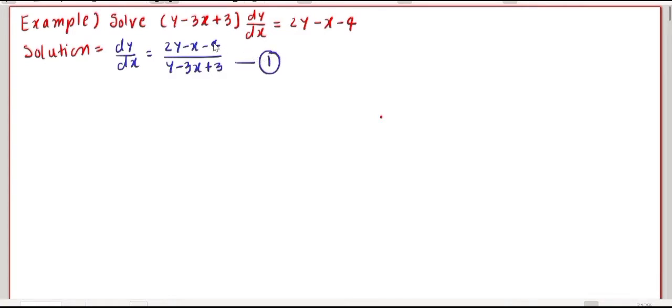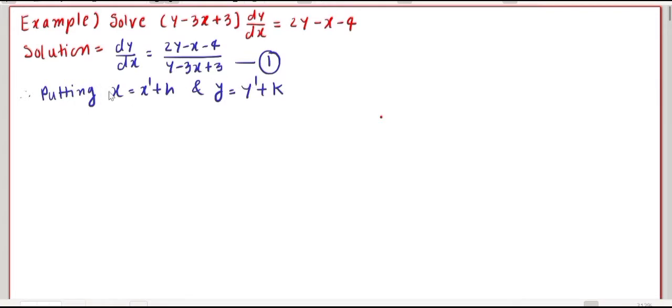Now this is a non-homogeneous equation of the first degree in x and y. So by our method, first of all, put x is equal to x dash plus h, and y is equal to y dash plus k, where h and k are constants.